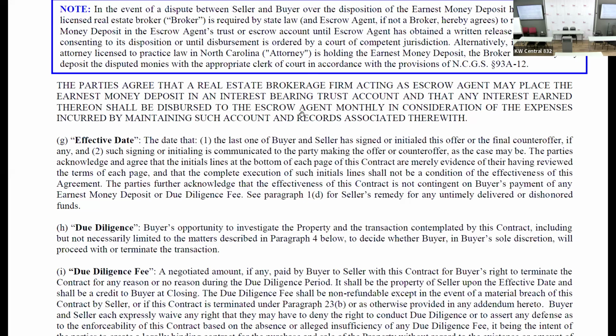A lot of these, I'm not going to read each one. Effective date: the date that the last one of buyer and seller has signed or initialed the offer, or the final counter offer, if any, and such signing or initialing is communicated to the party making the offer or the counter offer. So communication, we always talk about it's signed and once it's communicated as well. Communicated can be text, phone call, email, carrier pigeon, any of the above.